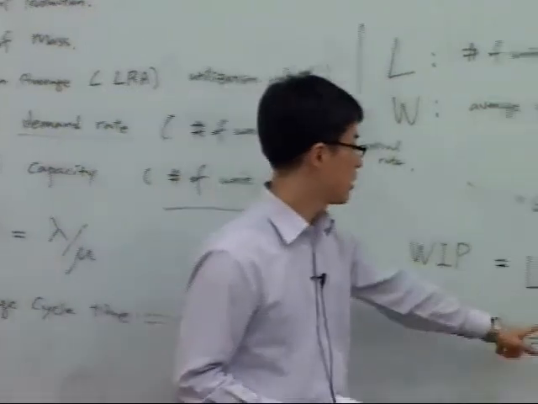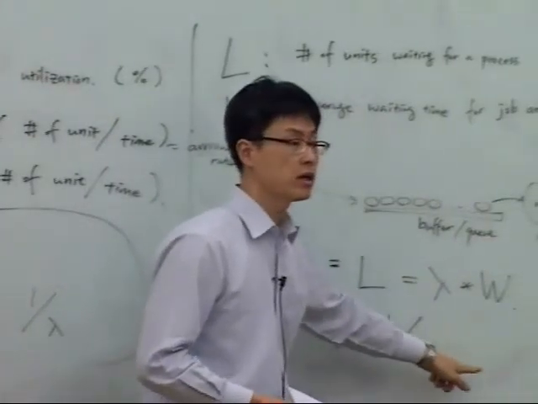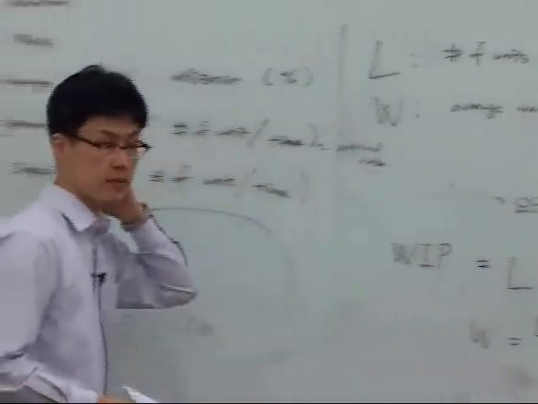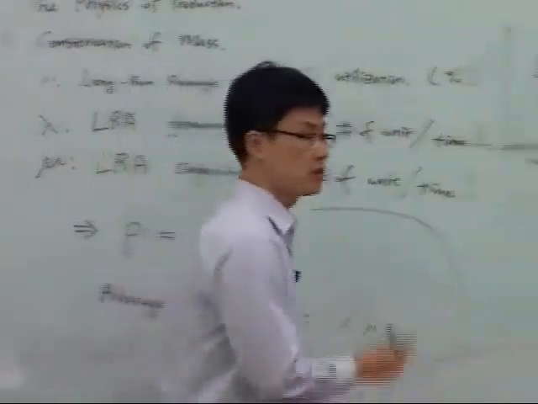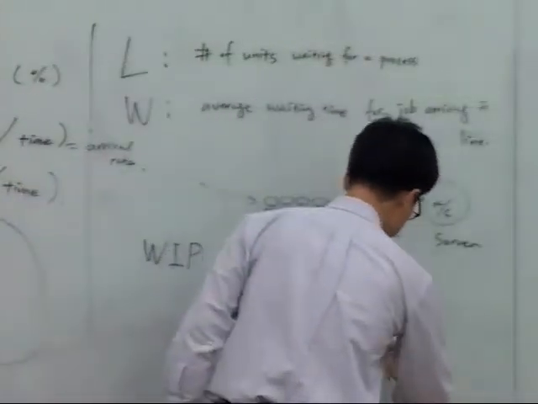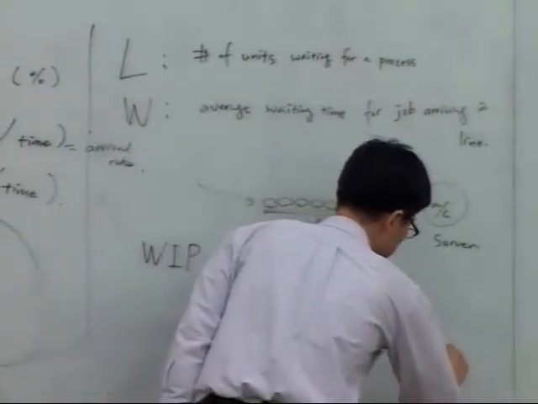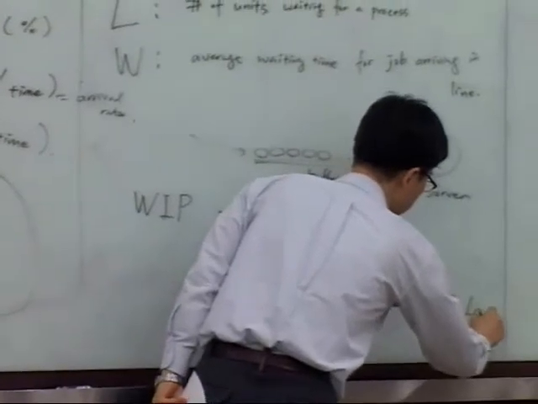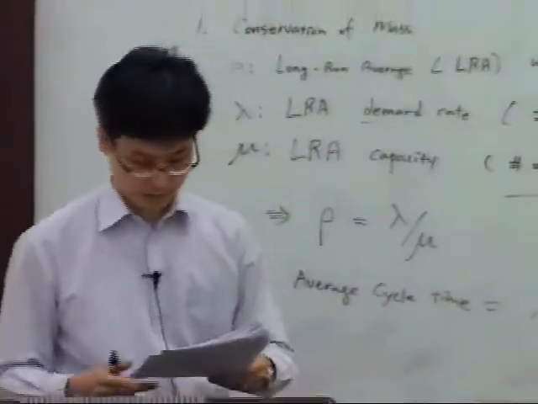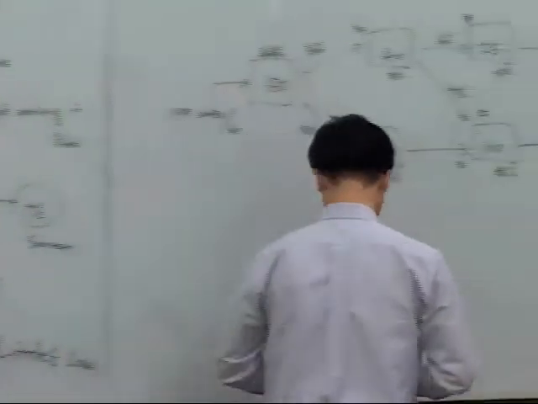Okay? L is the number of units. Number of units divided by number of units per time. So W is time. Okay? Any question? Straightforward. This is also the law of conservation, and in this production engineering field, this is really, really famous and called Little's law. Okay, question?